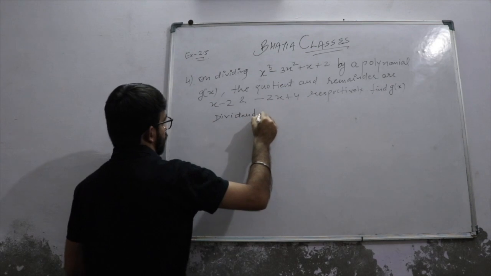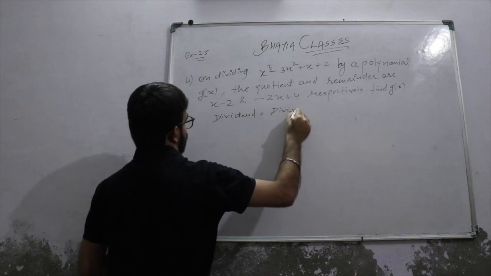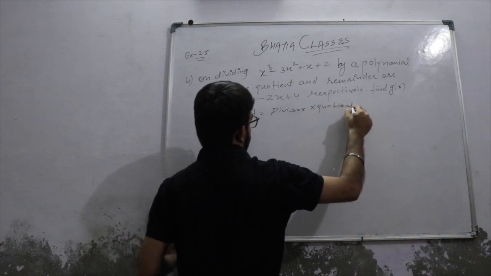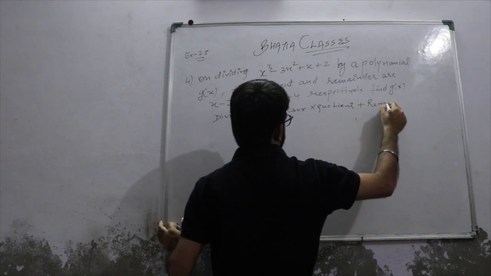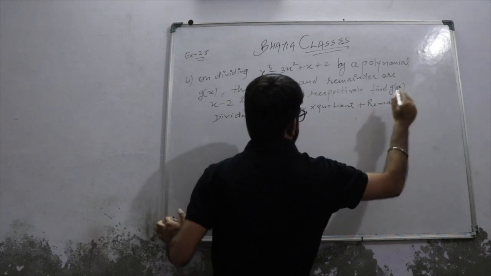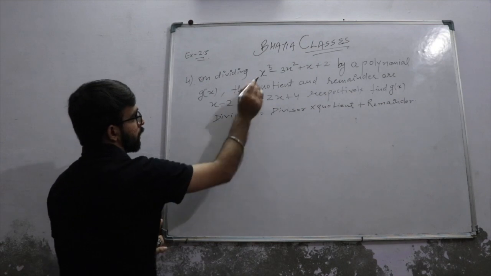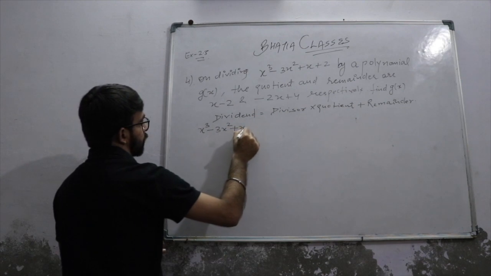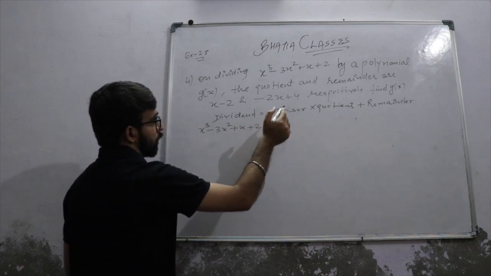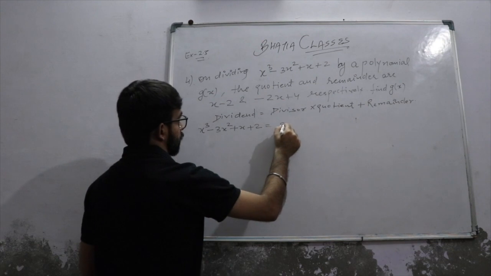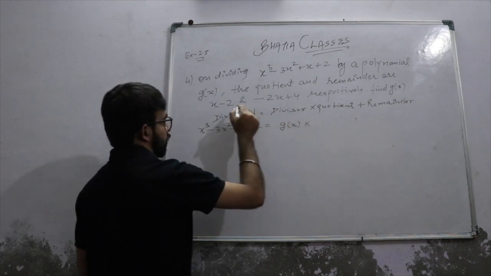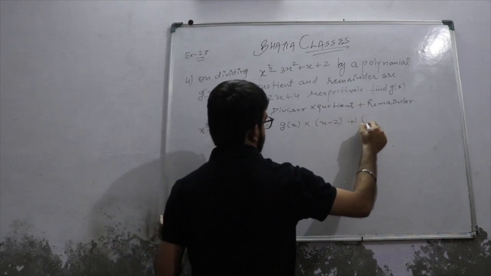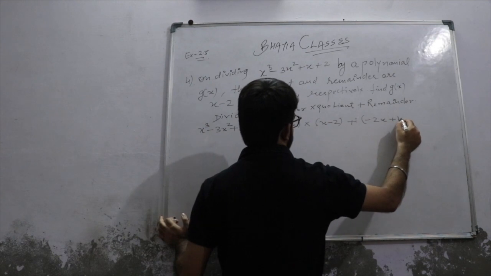Dividend is equal to divisor multiply quotient plus remainder. Now put the values. What is the dividend? x cube minus 3x square plus x plus 2 is equal to divisor, which is not given, that is g(x), multiply quotient, that is x minus 2, and remainder, that is minus 2x plus 4.